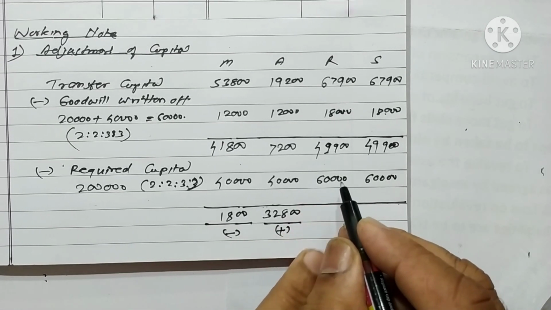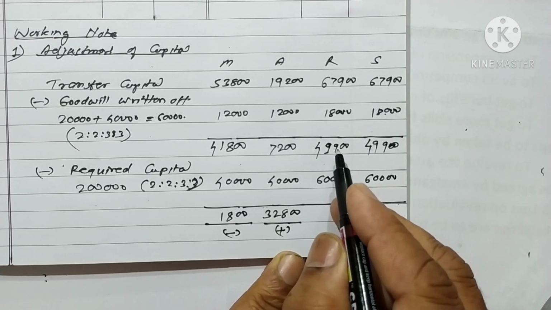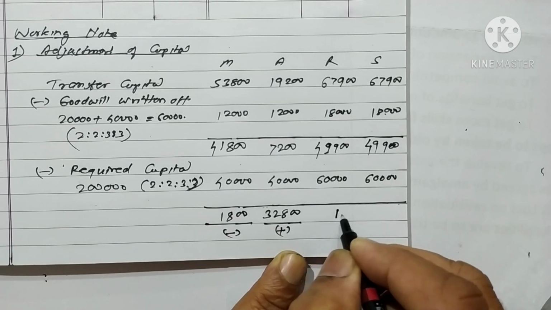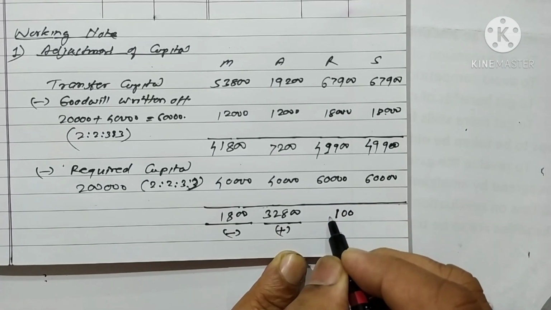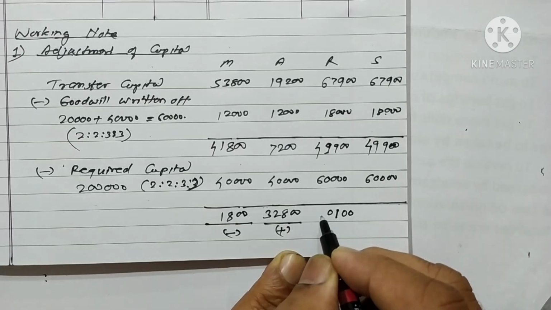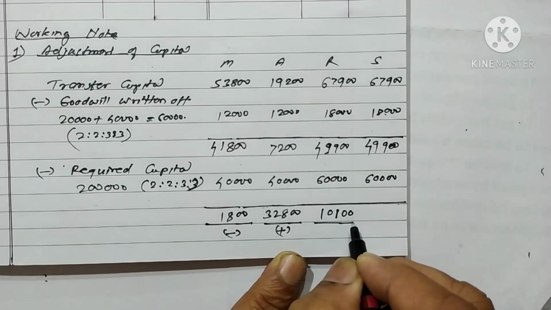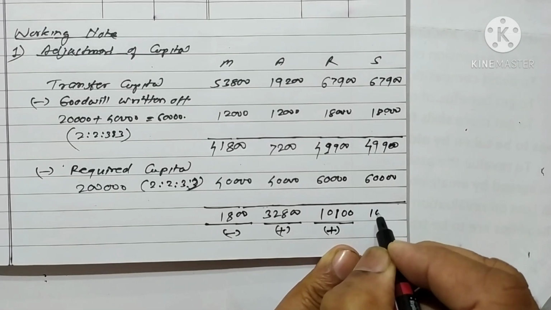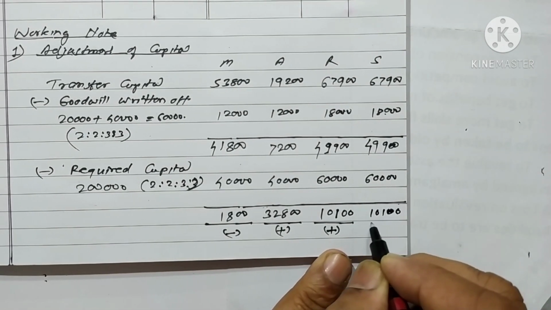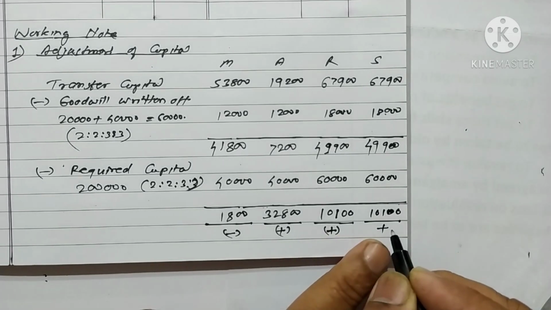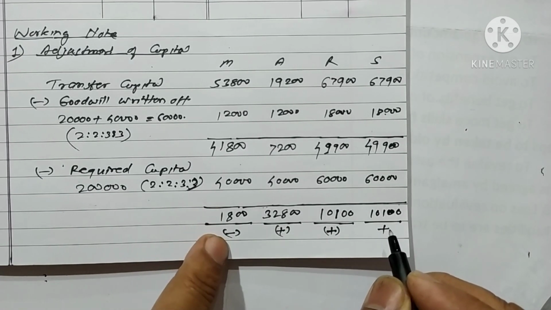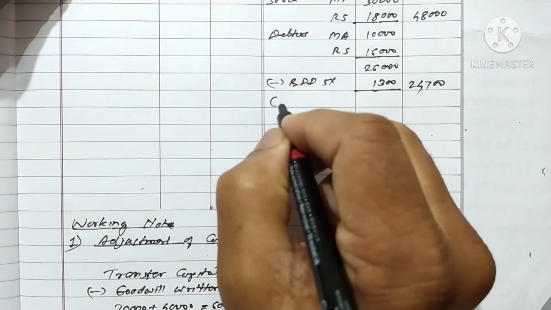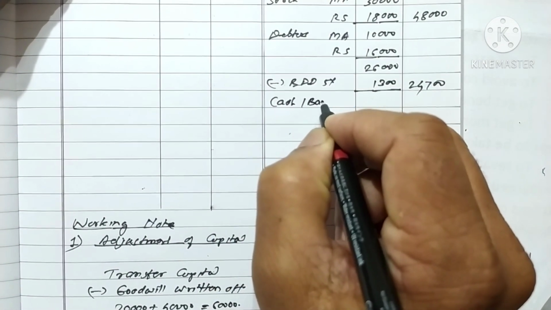So here also balance capital is a shortage capital. Required capital is 60,000. We make the difference, rupees 10,100, cash will be added. Here also 10,100 cash will be added. These three amounts are added in the cash account and this will be subtracted. We make it in the balance sheet as cash and bank balance.